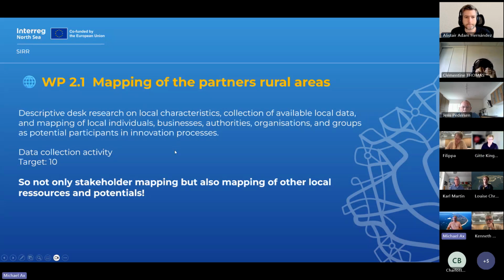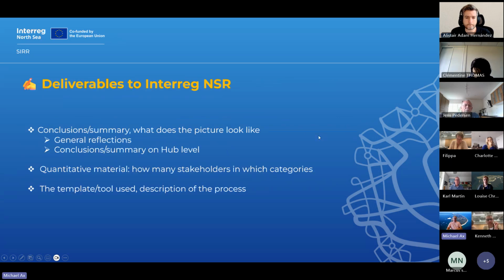The activity is supposed to be a data collection activity, and I think we are into that. And the target was 10, meaning that each hub and each potential hub should be involved in this activity with mapping our local areas. And if we start out by taking the more formal approach, then of course to fill out this indicator, we need to do something with the data we have received from most of the hubs.